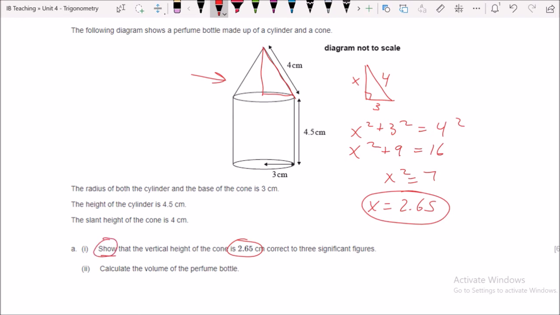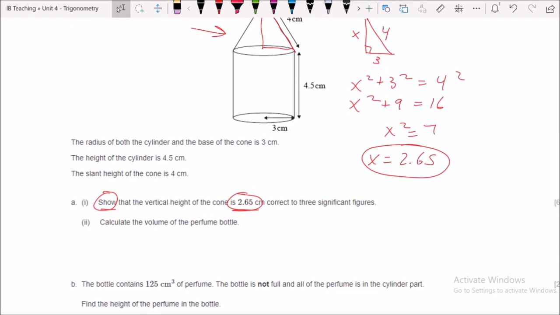If we ask you to show something and we tell you what the answer is, we're telling you that to be nice, and probably because it's going to come up later in the question that you're going to need that value. So we're making sure that you have that value, but you still have to show the process which leads to it. All right, A2.